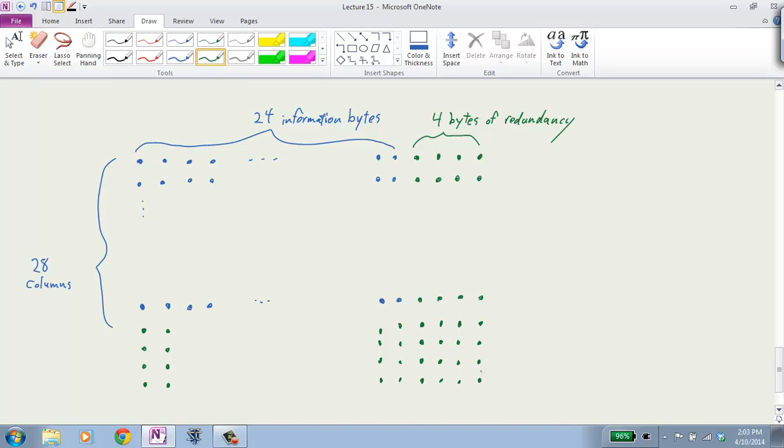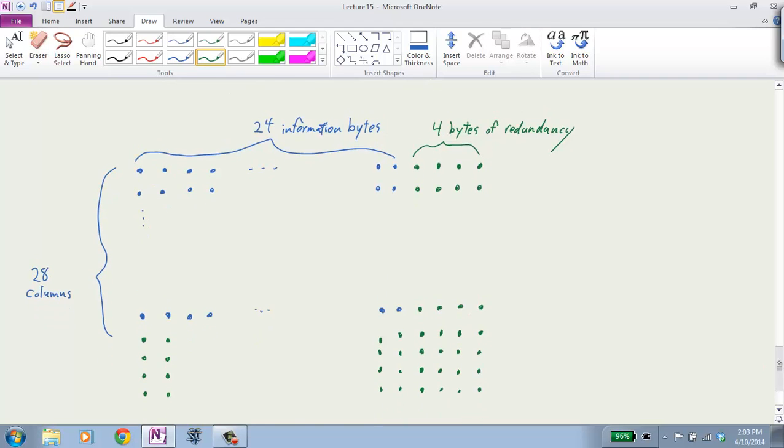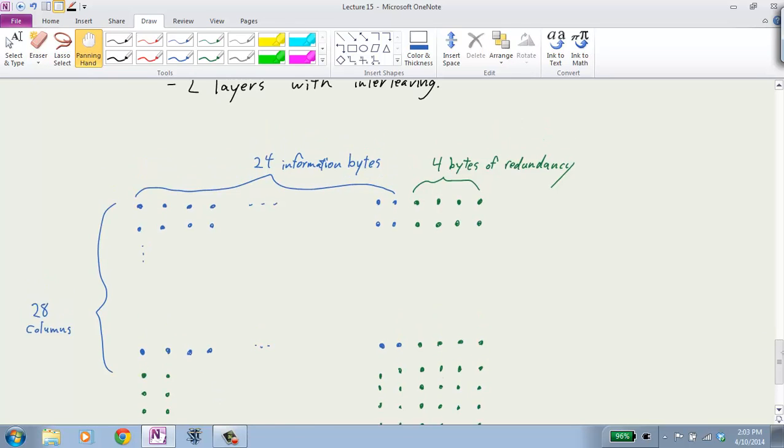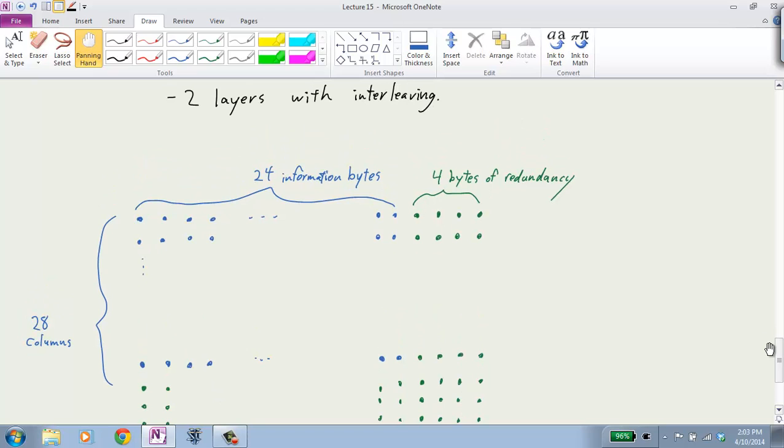Okay, now finally what you're going to do is write this onto your medium, and it's a CD, right? To write this actually onto the CD, we're going to read it out column by column and write it in that order on the CD. So this is our 2 layers of Reed-Solomon coding with interleaving, all right?